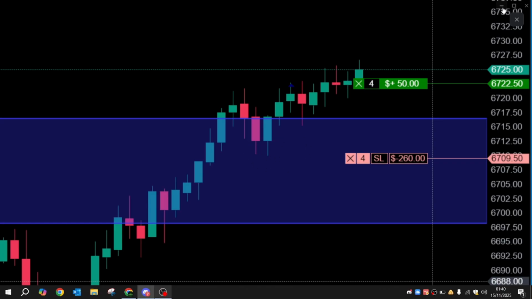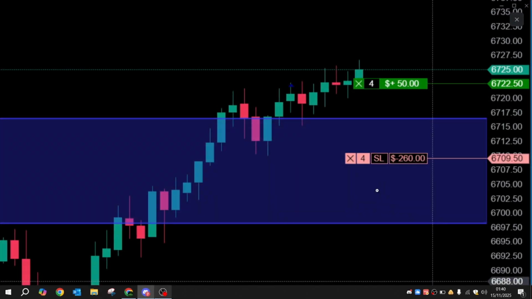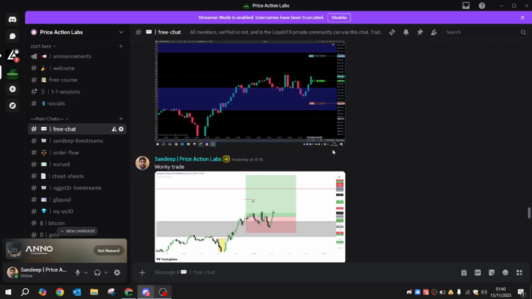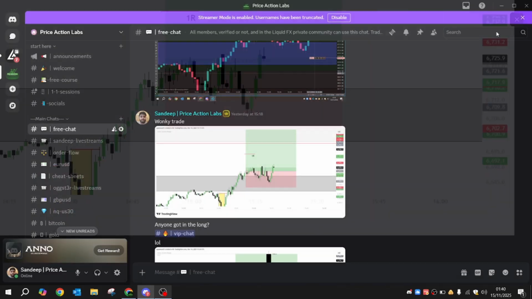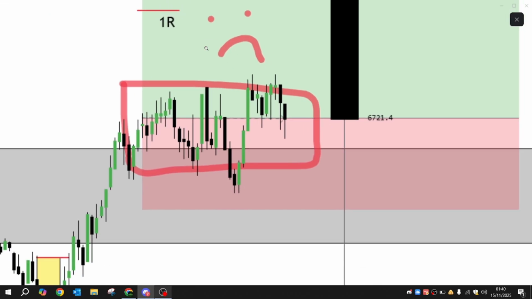So my entry was at 67.22, like this, right? Stops were initially below this level as well. I sat in this trade for a while. I widened my stop a little bit because there was a fair value gap here. I really sat in this trade. It wasn't the best trade in terms of price action, but there's not much we can do about that. That's what I had to sit through.